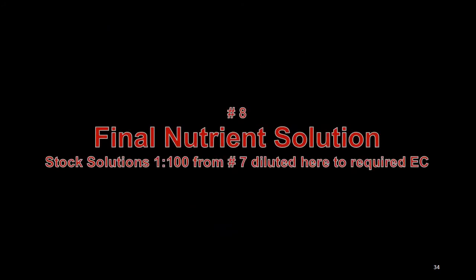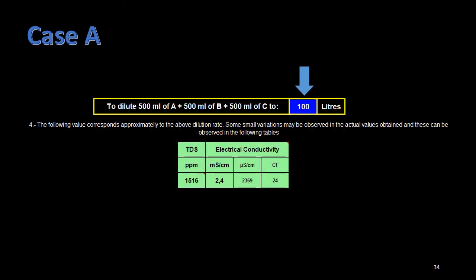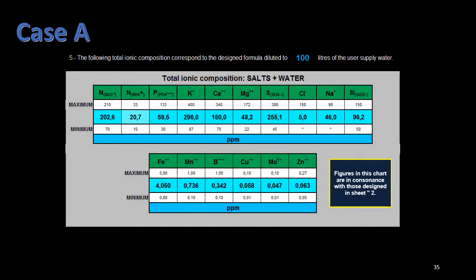First, let's see case A on page number 8. By considering to dilute equal parts of stock solutions A, B and C in 100 liters of water, it can be observed that the calculated conductivity of the final nutrient solution will be around 2400 microsiemens per centimeter. This is a good value to grow peppers, tomato, mint, melon, etc. The ionic final result showed now at the screen includes all salts used in the formula plus the original ions from the water supply.